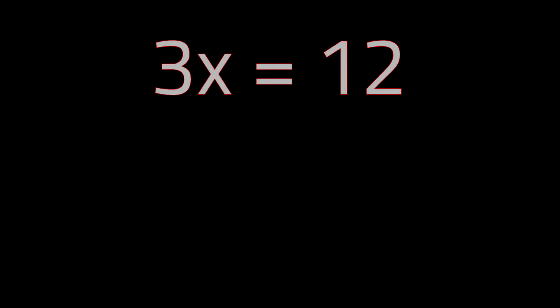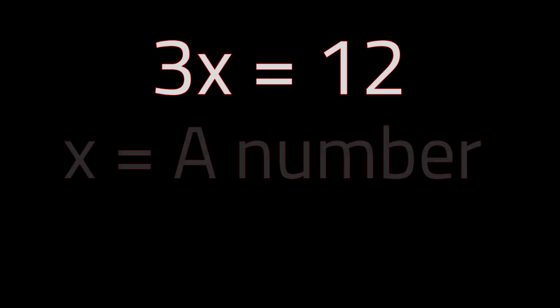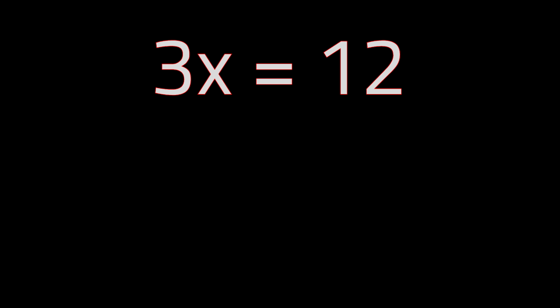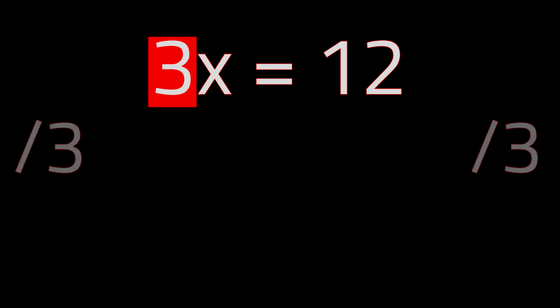Take 3x equals 12, a very simple one to start with. We want the end result to be x equals a number. We don't know what number, but a number. So what we have to do is get rid of anything next to that x variable, because we want it to be alone. In this case, the 3 is next to the x value. What the 3 is telling us is that there are 3 lots of x that are going to be equal to 12. To get rid of the 3, we do the opposite operation. In this case, the 3 is being multiplied by x, so we're going to divide by 3 on both sides.